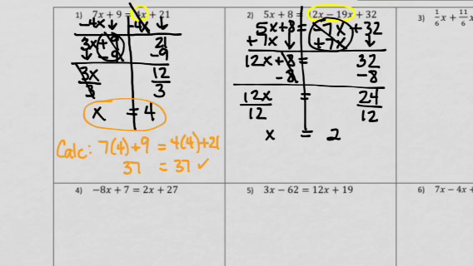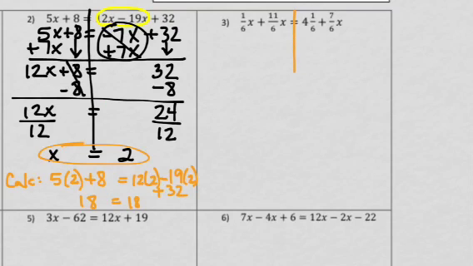So in my calculator, I will check that 5 times 2 plus 8 is equal to 12 times 2 minus 19 times 2 plus 32. So I type each side into the calculator. I get 18 on each side. So that means that I was right. X equals 2 is the answer.